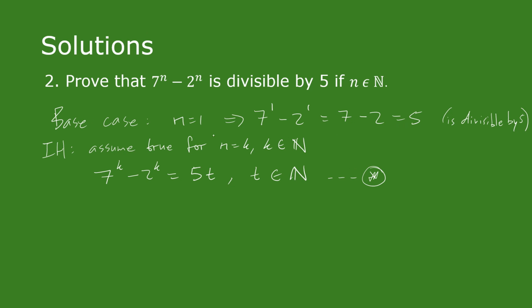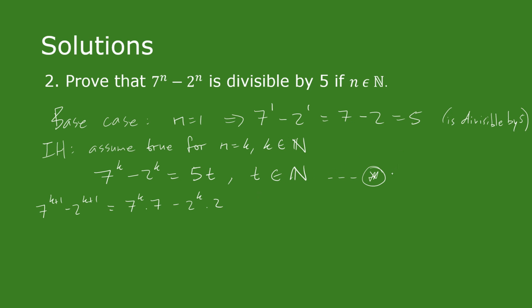Let's see what happens when we have 7 to the power (k+1) minus 2 to the power (k+1). What is this equal to? So let's write this as 7 to the power k times 7 minus 2 to the power k times 2. This is just the rules of exponents.